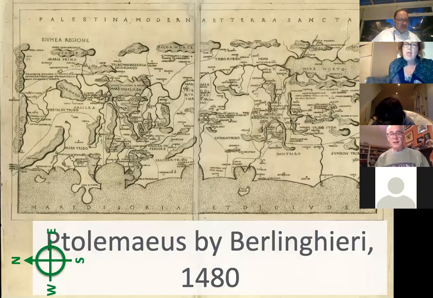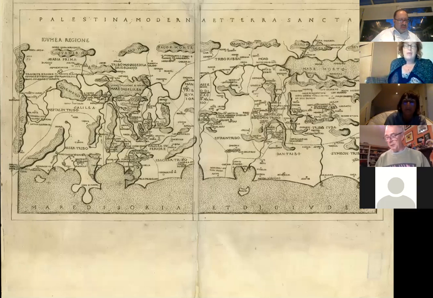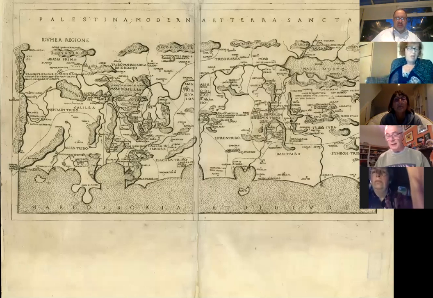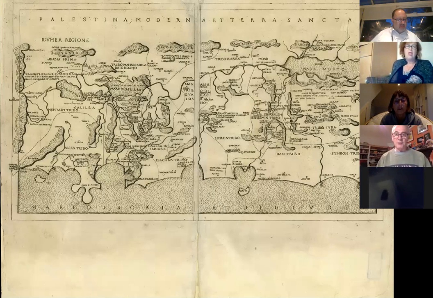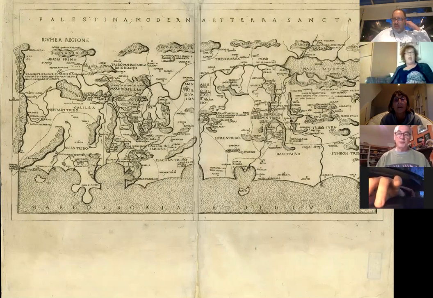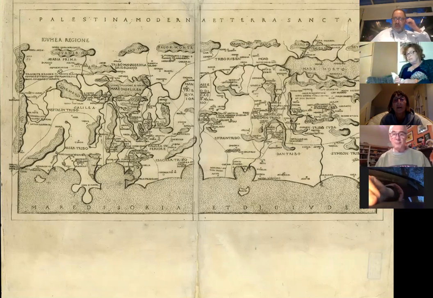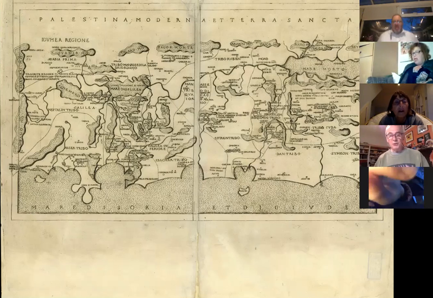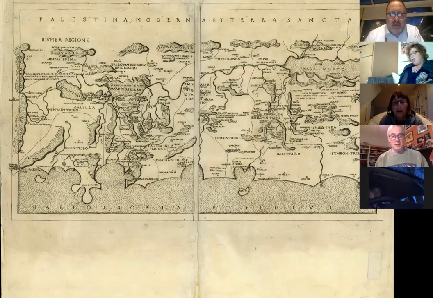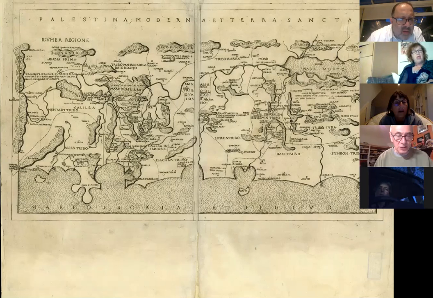This one is the map by Ptolemaeus, reinterpreted by a guy called Berlinghieri in also 1480. And if you just go back to that map that I just showed you and see the different detail in that map and this map, this is a very crude map. It's also got this thing in the bottom left-hand corner that looks like a jigsaw piece.